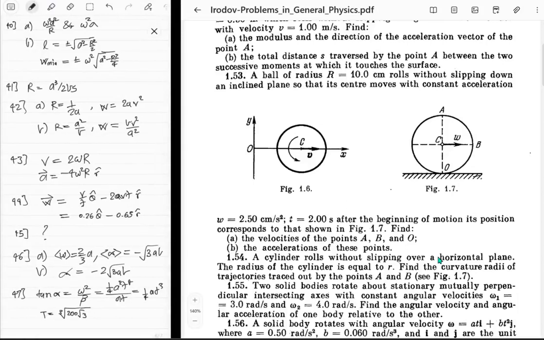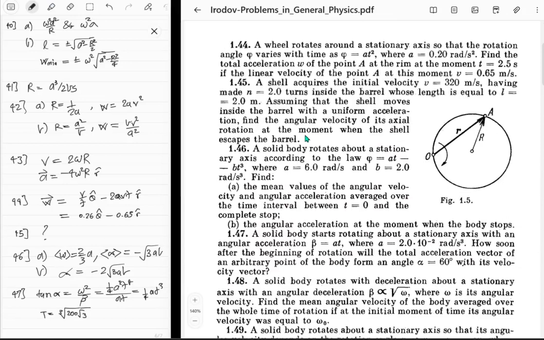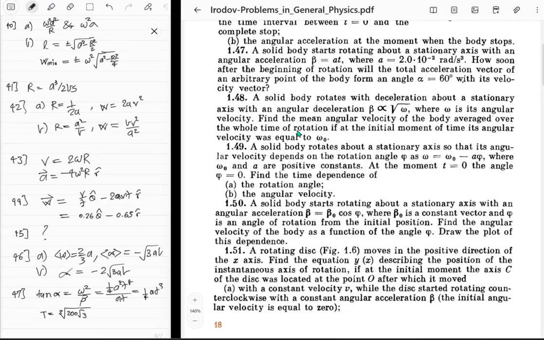Last time we did 47th, right? So 48 now. Where do you go? Okay, 48.